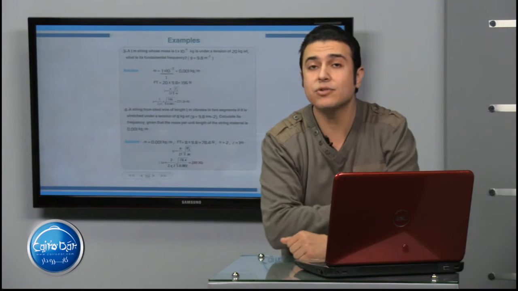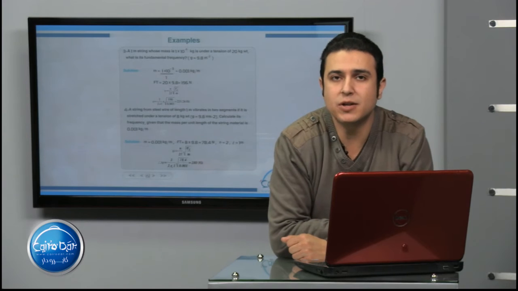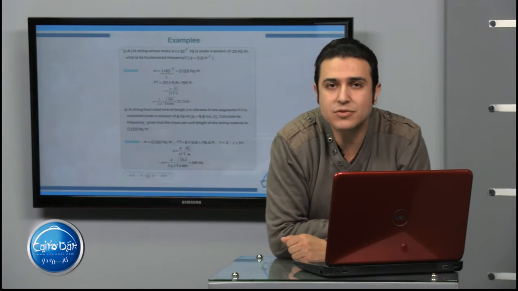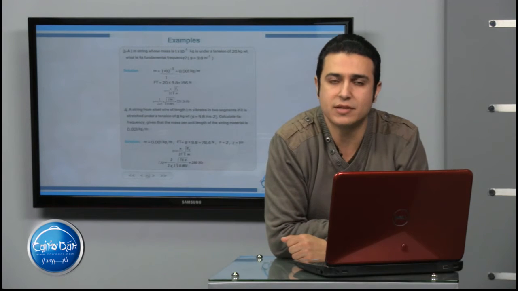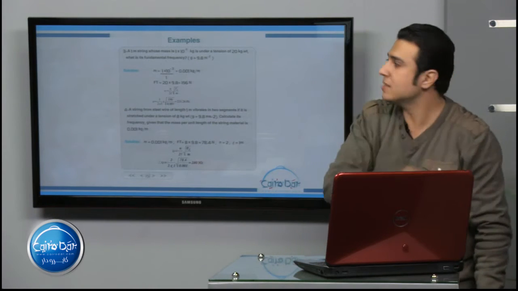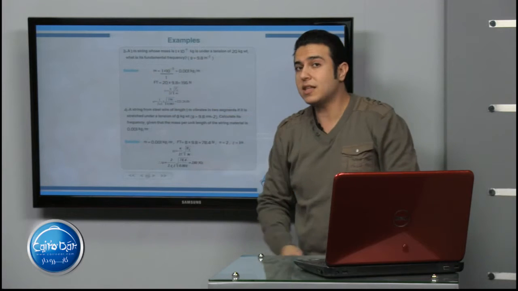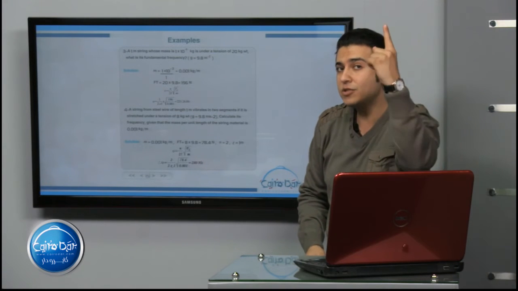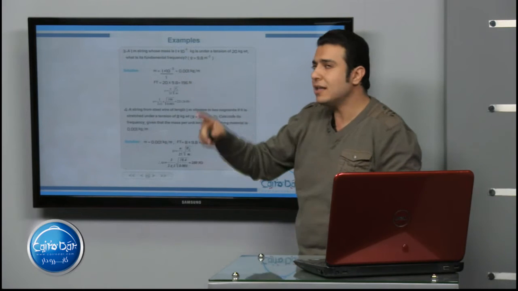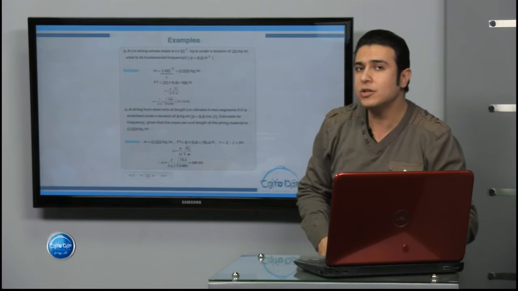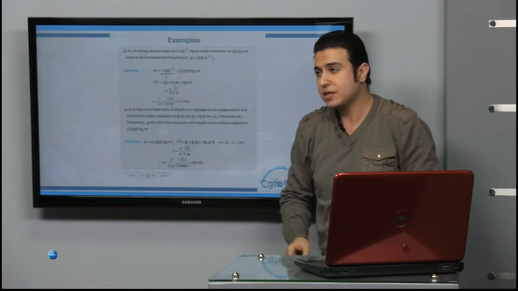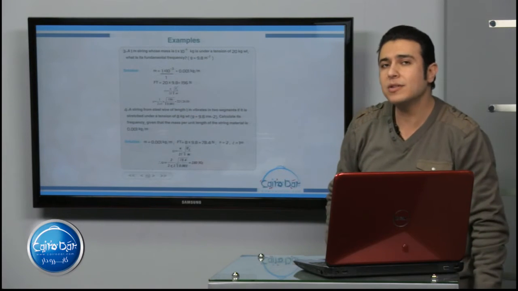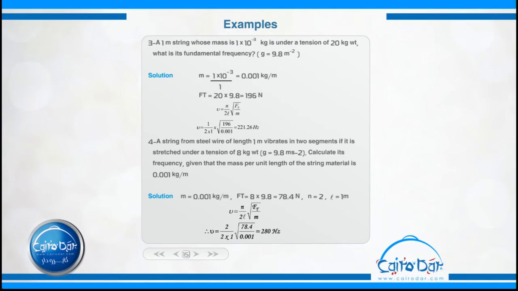First of all, we have to calculate the mass per unit length. Mass per unit length, small m, equals mass of the string divided by length of the string. Mass of the string here equals 1 times 10 power negative 3, divided by length of the string, which is 1 meter, so it will be 1 times 10 power negative 3 or 0.001 kilogram per meter. That's for the mass per unit length. What about the tension force? We have 20 kilogram weight times 9.8, it will be 196 Newton.